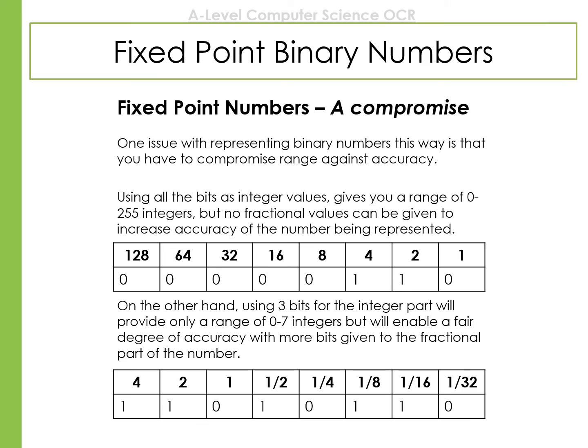Now we've mentioned already that it's not as accurate to use fixed point numbers in binary. That's because of what we can actually use in our binary number, so we have to have a bit of a compromise. If we're using all the bits as integer values, it gives you a range of 0 to 255 with no fractional values being given to increase the accuracy of the number being represented. But if we were using 3 bits for the integer part, that means that we can have a larger fraction section, but it means that we can only represent numbers from 0 to 7.